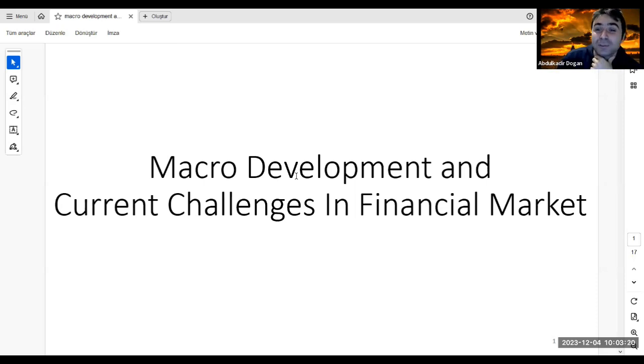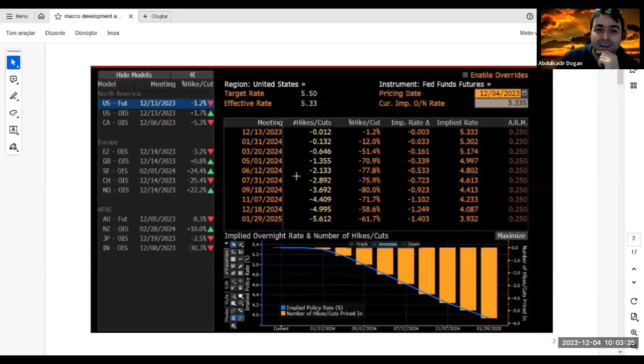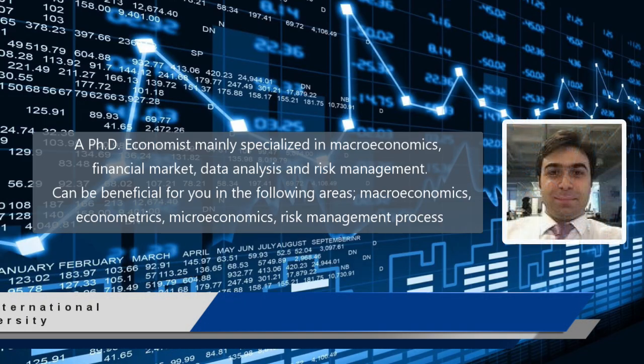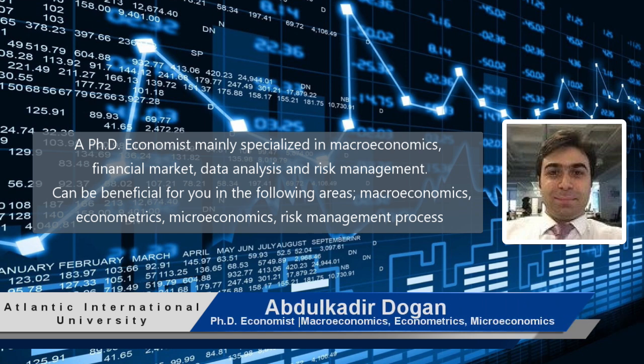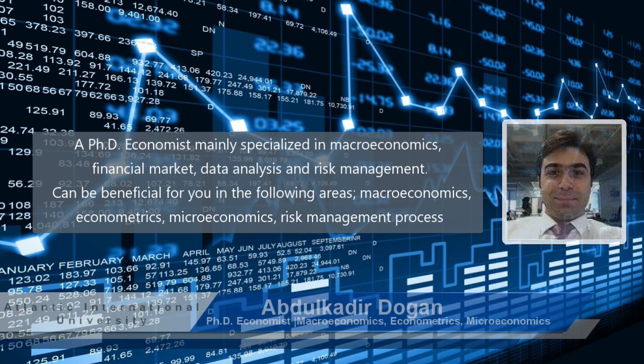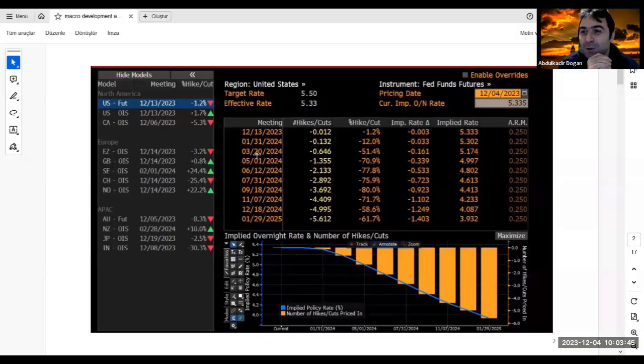We are trying to cover the macro development and current challenges in financial market today. This is actually what is reflected here. This is a Bloomberg screen. Bloomberg is the financial terminal all around the world used specifically in investment banking, asset management and wealth management firms. This is the ocean of the data and the news, you know, from the newspapers and news channels as well.